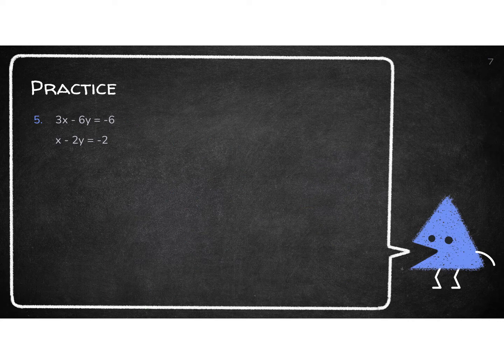All right, let's look at this one. My x's and my y's are both on the same side, so I am already in standard form. So now I just have to multiply. So I'm going to go ahead and multiply this bottom number. I'm going to make my x's cancel, so I'm going to multiply that by -3. So my top one's still going to be 3x minus 6y equals -6. And I need to distribute this -3 to everything.